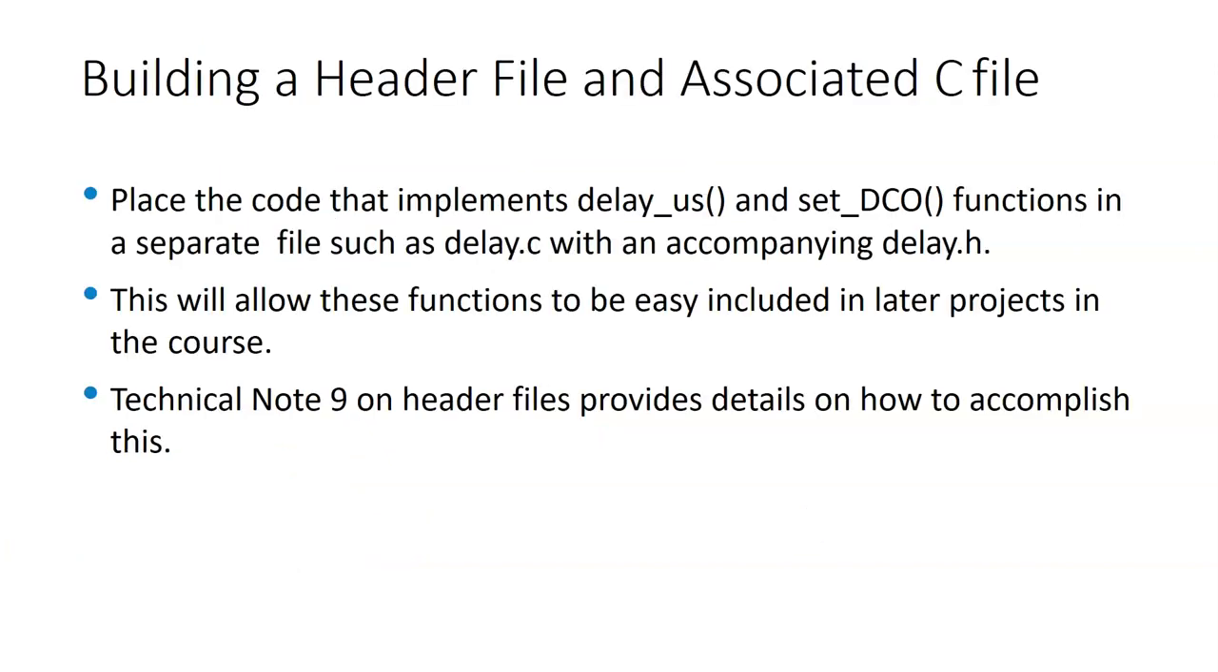Okay, and one last thing. We're going to be reusing a lot of code throughout the quarter. In general, it's a good habit to get into designing modular code. So what you'll want to do is build a header file and an associated C file for these delay functions. You can implement a delay microseconds routine as well as a routine that sets the DCO. And again, technical note 9 in the lab manual has some good tips on this as well.